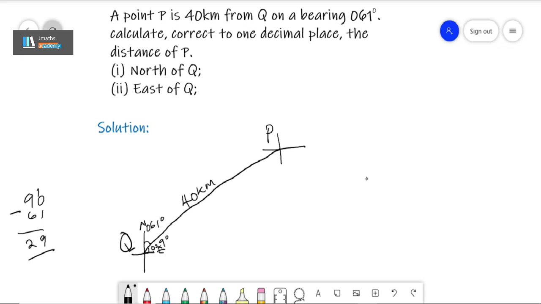So it implies that this angle here is 29 degrees. Our question asks us to find the distance of P north of Q. So moving north of Q to P, we move in this direction, and this forms a right angle triangle. We are looking for this distance. Let's call it x kilometers.